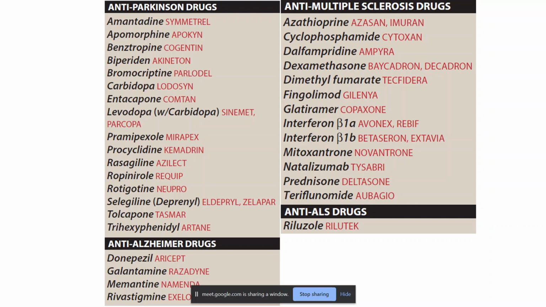Antimuscarinic agents can also be used, and antimuscarinic drugs include benztropine. So benztropine is the derivative of atropine, a muscarinic blocker, and also trihexyphenidyl. Trihexyphenidyl is used as an anti-Parkinson drug. Procyclidine and biperiden.